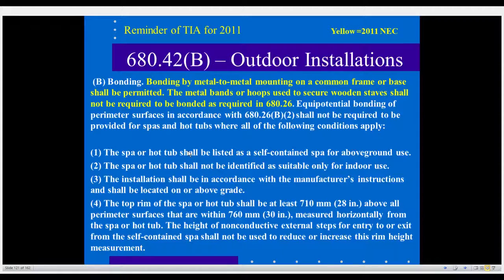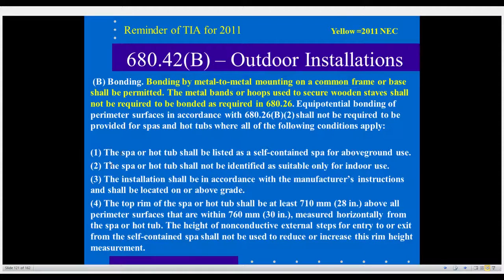And remember, all of Part 4 dealing with this outdoor spa, like we're talking about now, still has to comply with Part 1 and Part 2, except, like it said earlier, where it meets 680.42(A) and (B). Okay? And now we're dealing with the B component. If you meet all these things, then you don't have to follow the requirements of Part 2 when it comes to this aspect of it, the bonding. All right, let's go on and read it.